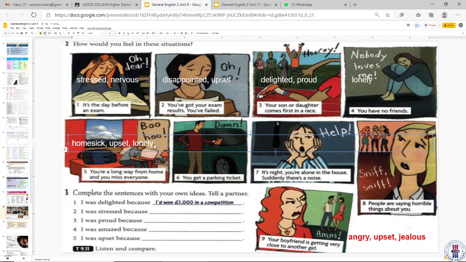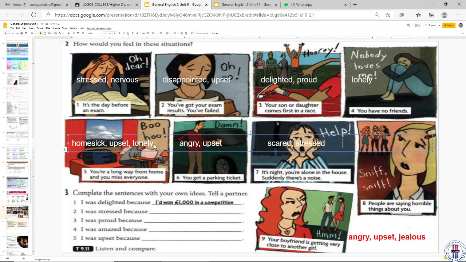Number six, you get a parking ticket. Okay, here I would be angry. You could be really mad. You could be upset too. Number seven, it's afraid. It's night. You're alone in the house and there's a noise. You're probably scared. You could probably also feel some stress.